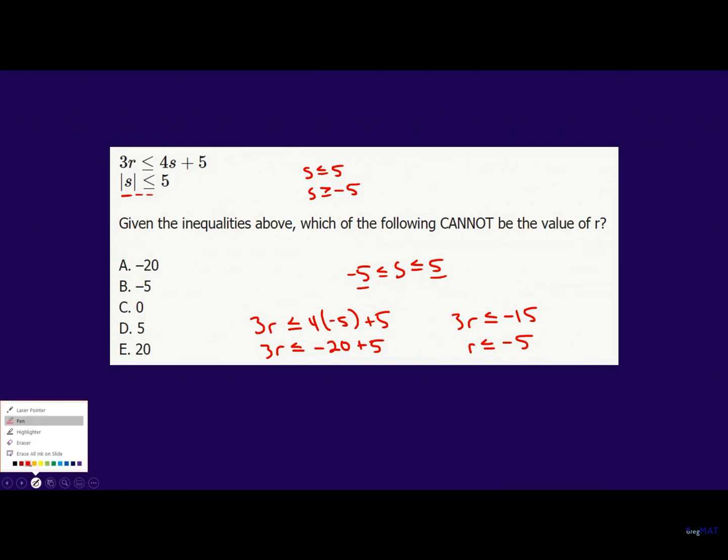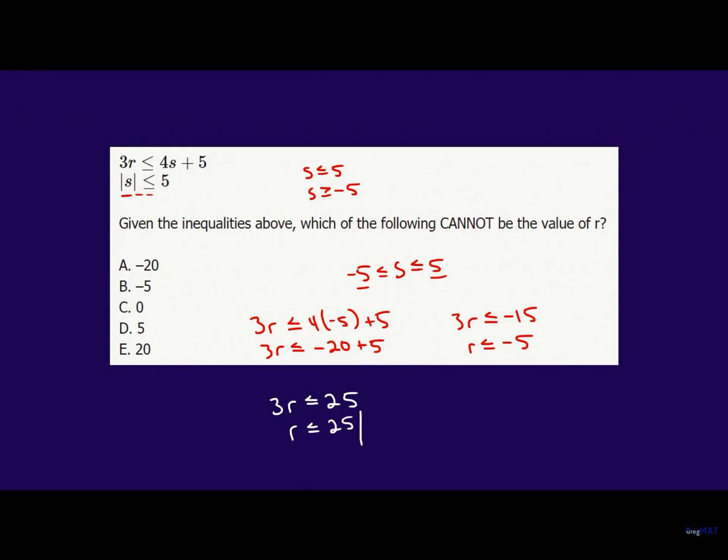Let me use a different color. So when we plug in the 5, we're going to get 3r. I'm going to do a little bit of shortcuts if you don't mind. So this is going to be 25. Does everyone understand how I got 25? I'm just plugging in the 5, right? Which means that R has to be less than or equal to 25 over 3.